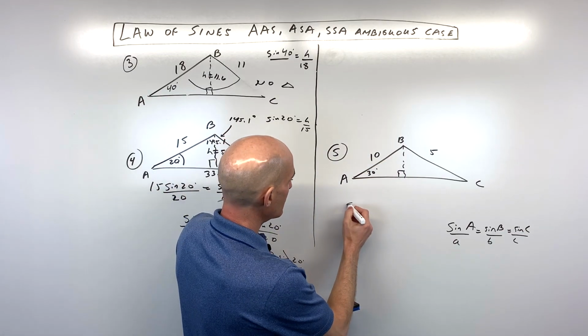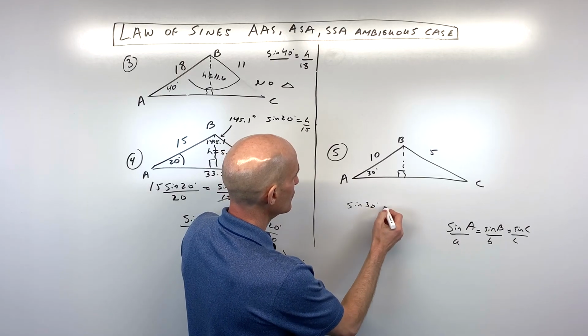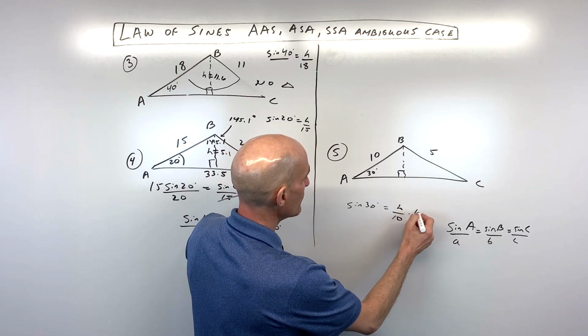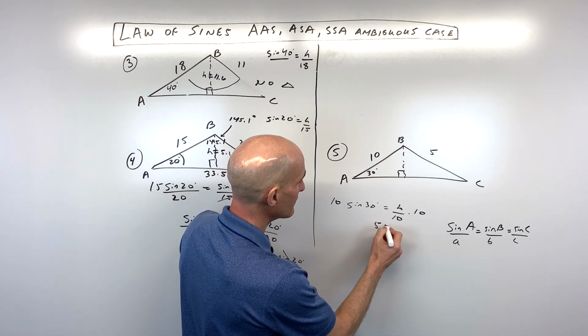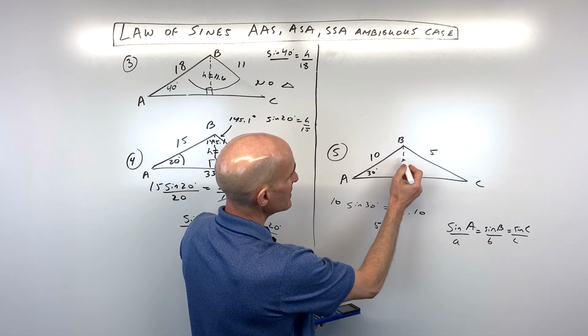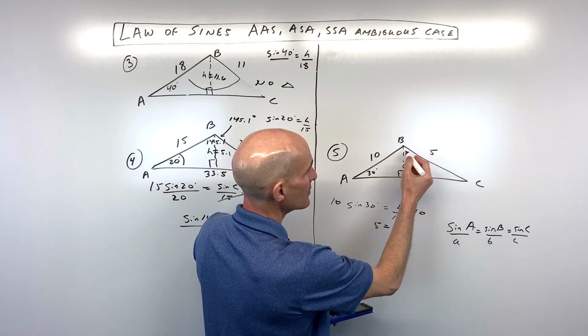So let's write that down here. Sine of 30 equals h over 10. Multiply both sides by 10. I know sine of 30 is a half. A half times 10 is 5. And so you say, oh, wait a second, this height is 5. This side here is 5.